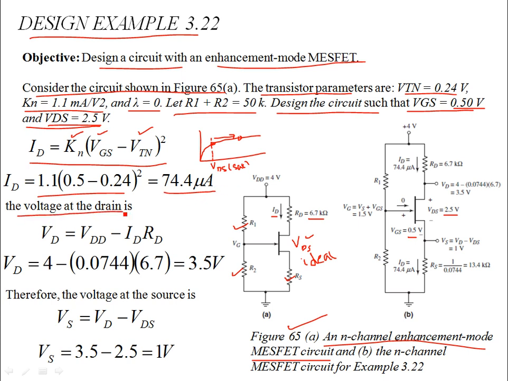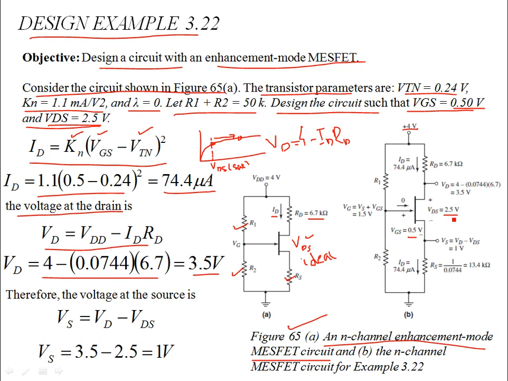Then for the voltage at the drain, you see that the drain supply is clamped to 4 volts. There's a resistance at the drain which is taking a drop due to the current of 74.4 microamps flowing through it. So 4 minus ID times RD is going to give you your drain voltage VD. This is written over here: VDD is 4 volts, so 4 minus 0.0744, this is in milliamps, times 6.7, in kilo ohms, so this is in volts. So VD is 3.5 volts.